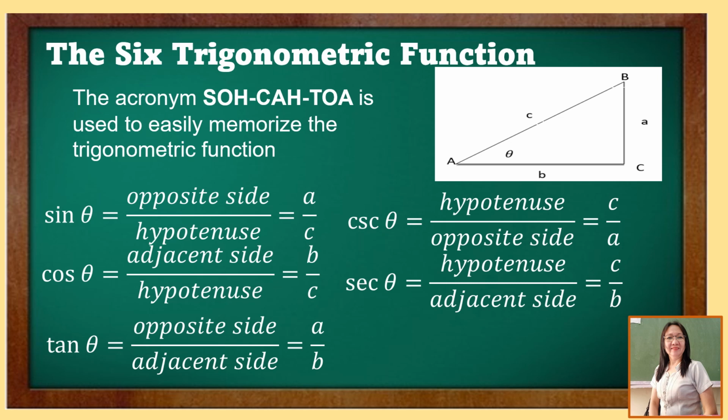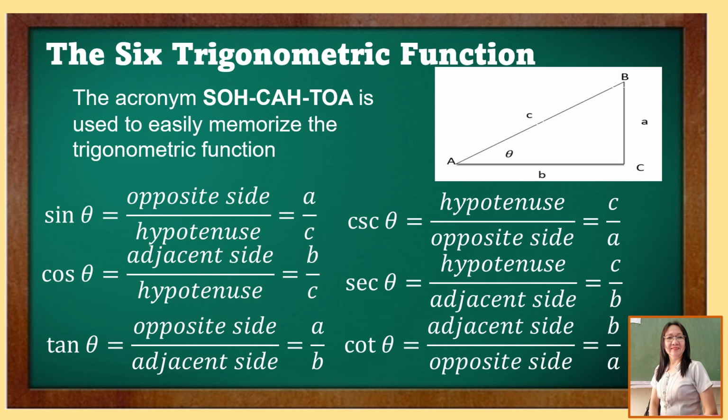And lastly, we have cotangent theta, which is the reciprocal of tangent theta. It is described as adjacent side over the opposite side. So the value of the cotangent theta is B over A.